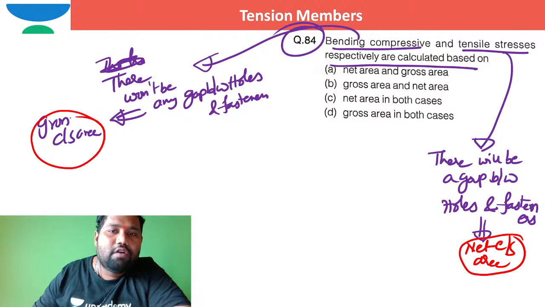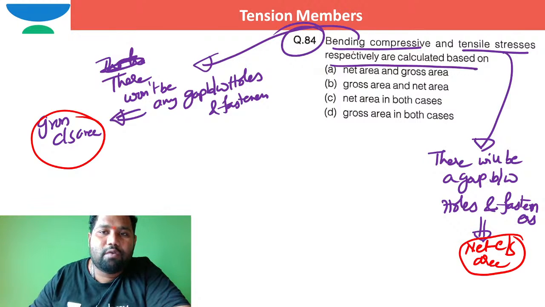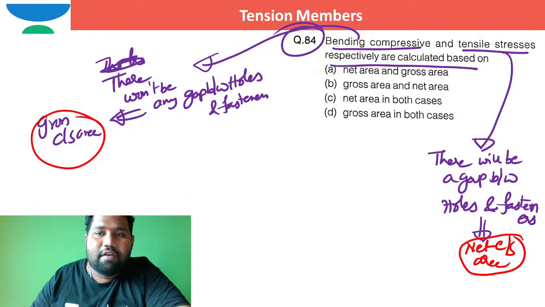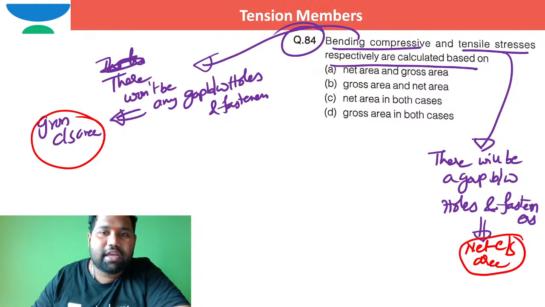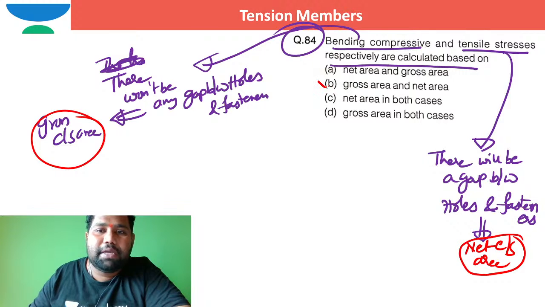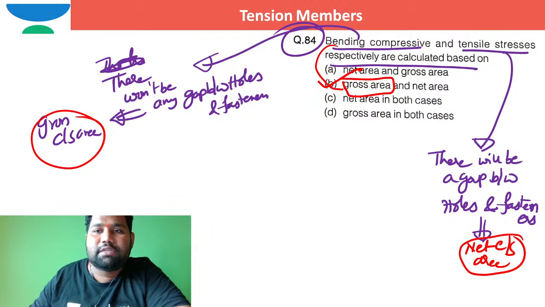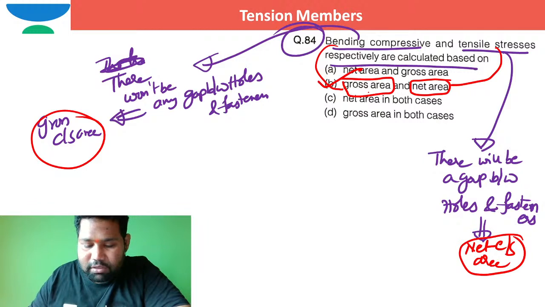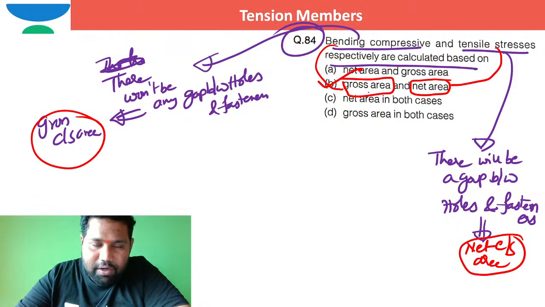So for bending compressive stresses, I need to use the gross cross-sectional area, whereas for bending tensile stresses, I need to use the net cross-sectional area. So option B itself is correct, because for bending compressive stress I need to use gross cross-sectional area, whereas for bending tensile stress I need to use net cross-sectional area. Option B is the correct option. Is that okay, Sudeep Gautam? Moving to the next question.